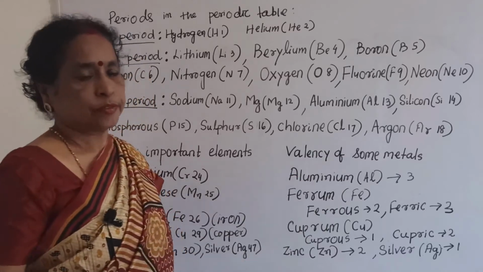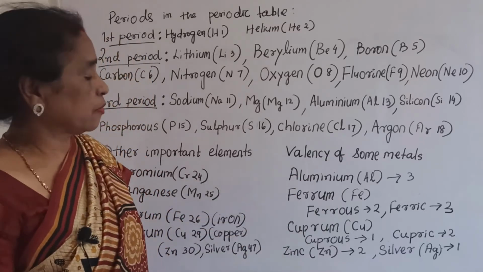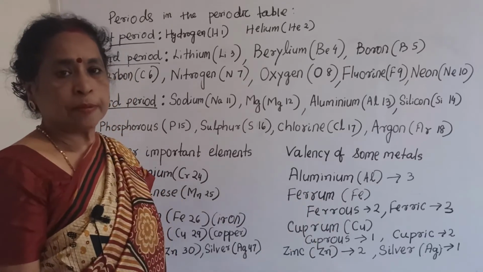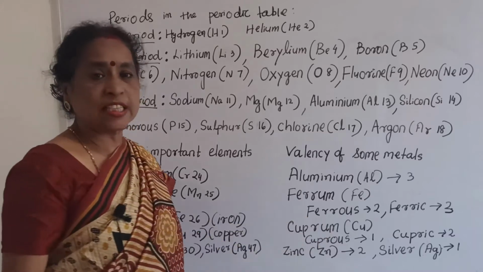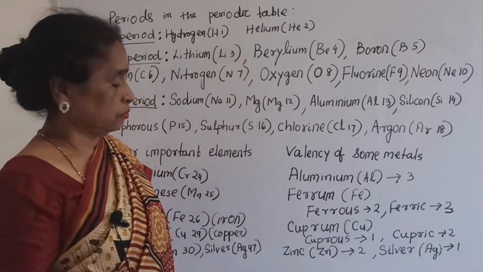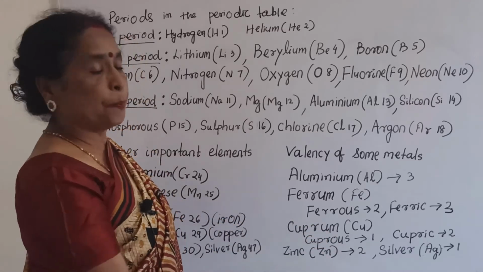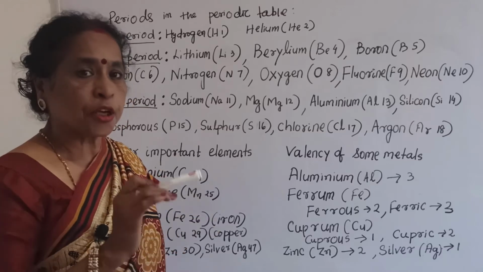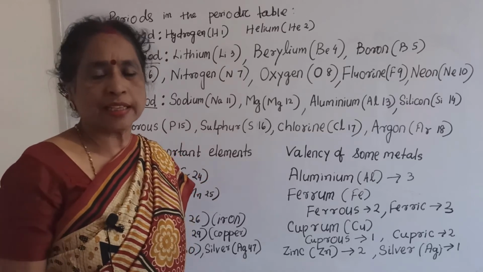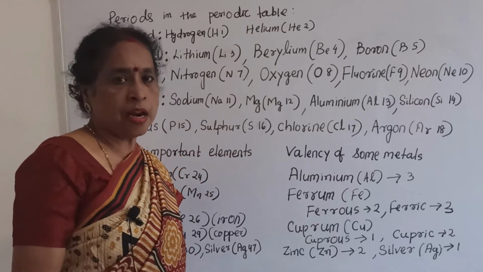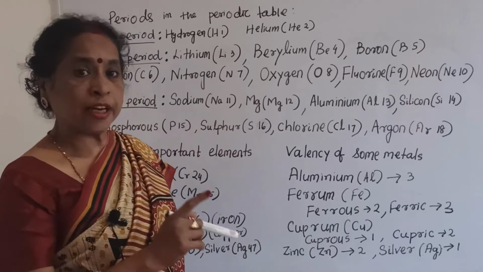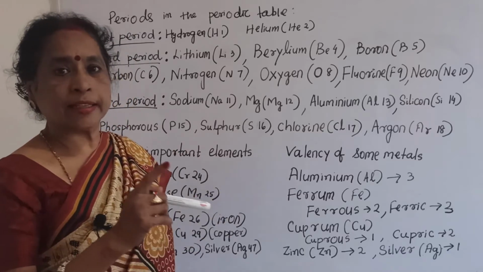Valencies of some very important metals, which you need to write formulas. Aluminium Al, valency 3. Ferrum, that means iron in English, has 2 valencies: ferrous is 2, ferric is 3. Cuprum Cu: cuprous is 1 and cupric is 2. Zinc has only valency 2. Silver has only valency 1. So, cuprous 1, cupric 2, ferrous 2, ferric 3.